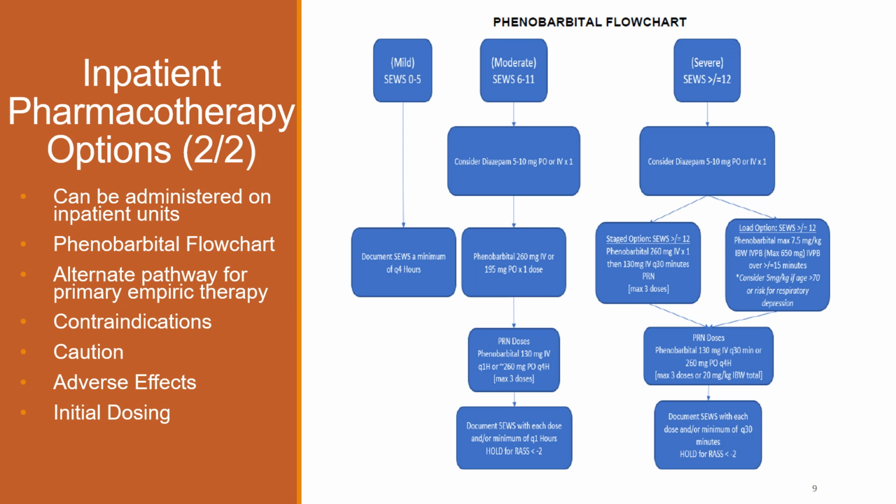Benzodiazepine-resistant alcohol withdrawal or severe alcohol withdrawal syndrome, such as persistent SOS scores greater than or equal to 12, may be considered for higher level of care. Initial dosing will be calculated by the provider and the pharmacy in order to provide a loading dose.